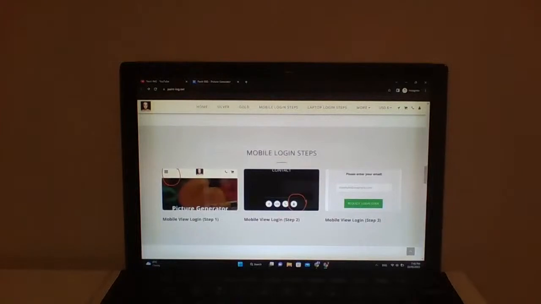This page is the login steps for a mobile phone. The three pictures show the steps to log in. When you open up our app, there are three dashes on the top left corner. When you click onto that and scroll to the bottom, you can see the symbol, a little picture of a person. When you click on that, it will direct you to this page, which is the client zone, where you can enter your email address and request a login code.